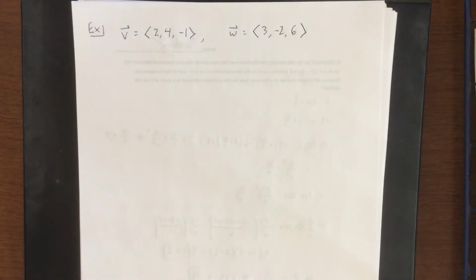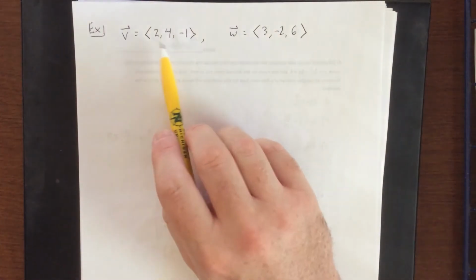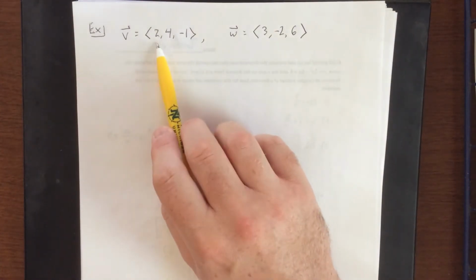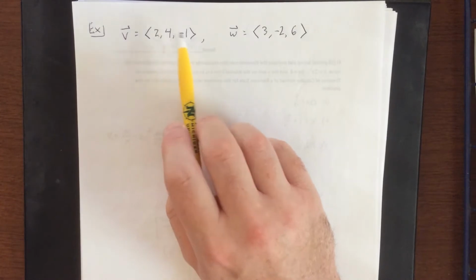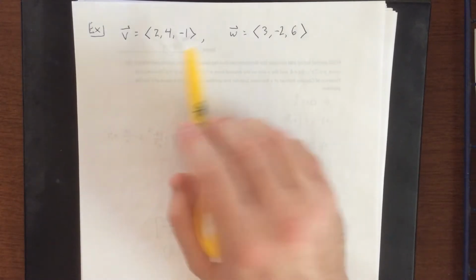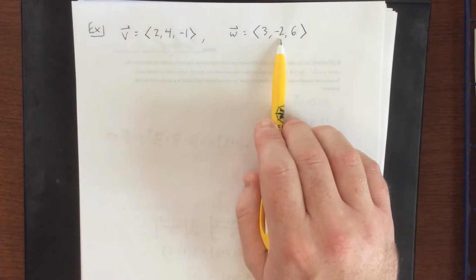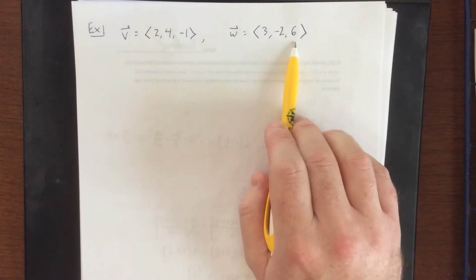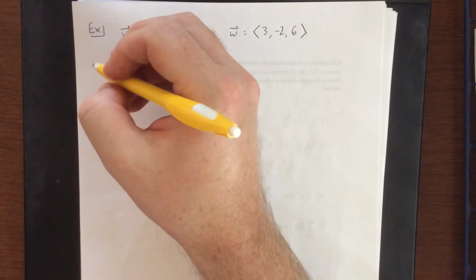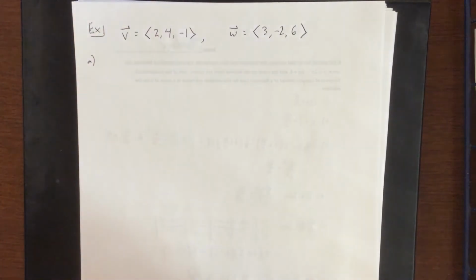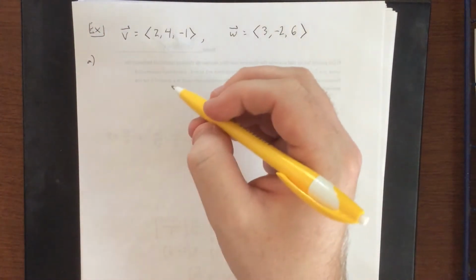So in this example, we're going to define a couple of vectors. Vector v is the vector 2, 4, -1. So it extends 2 units in the x direction, 4 units in the y direction, and -1 unit in the z direction. Vector w extends 3 units in the x direction, -2 units in the y direction, and 6 units in the z direction. We're going to do a couple of linear combinations and fun stuff with these.